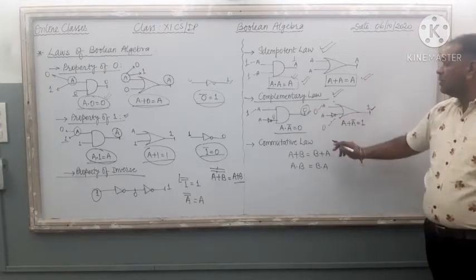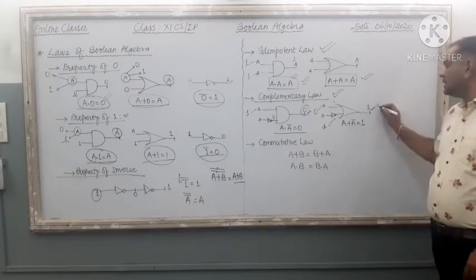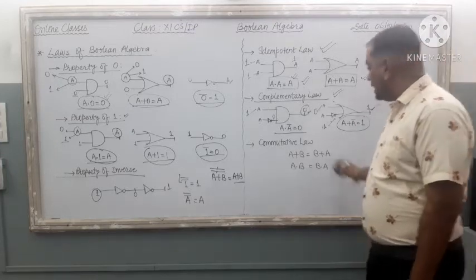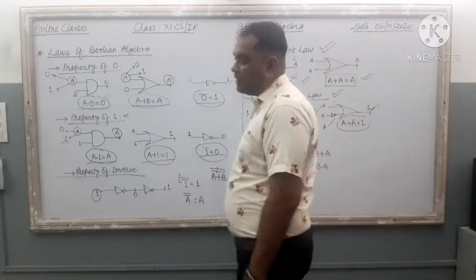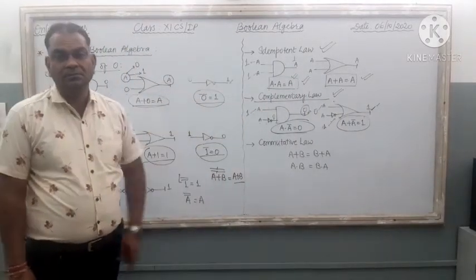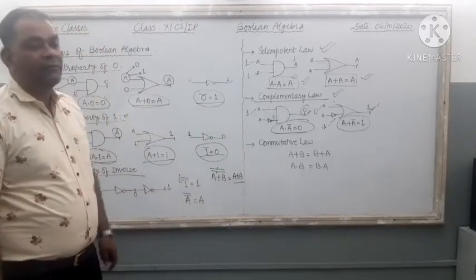Value of A is 0 and here A bar means 1. 0 plus 1. Again the result is 1. So complementary law says A dot A bar equal to 0. A plus A bar equal to 1. Clear? The next one. Commutative law.